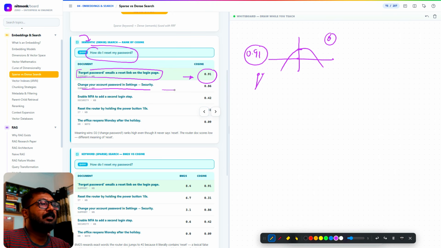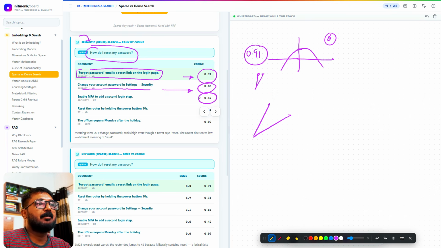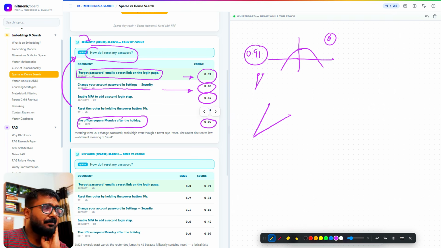"Change your account password setting." This is coming 0.86, which means a little bit far away from the previous one, right? Someone is coming 0.42, some saying 0.091. This one is "office reopens Monday after holiday." There is no similarity between this sentence and what the user is trying to search for.